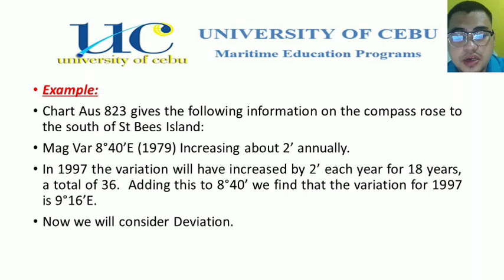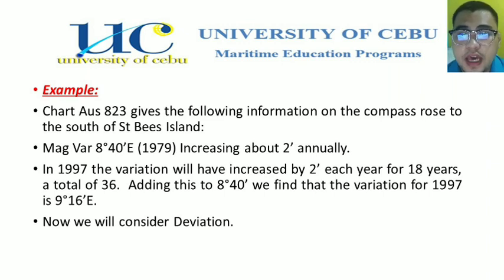So in 1997, the variation will have increased by 2 minutes each year for 18 years, a total of 36 minutes. Adding this to 8 degrees 40 minutes, we find that the variation for 1997 is 9 degrees 16 minutes east. This is because the year difference is 18 years, and it increases 2 minutes annually, so 18 years times 2 equals 36. Then 36 will be added to the 8 degrees and 40 minutes. Then the variation for 1997 is 9 degrees 16 minutes.